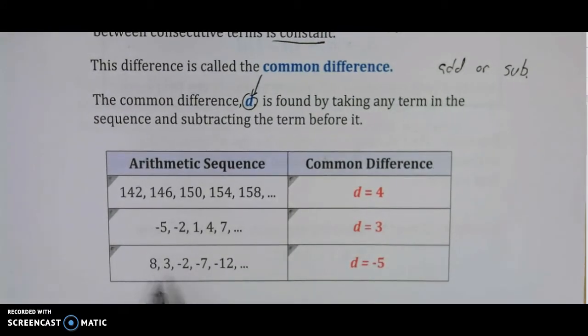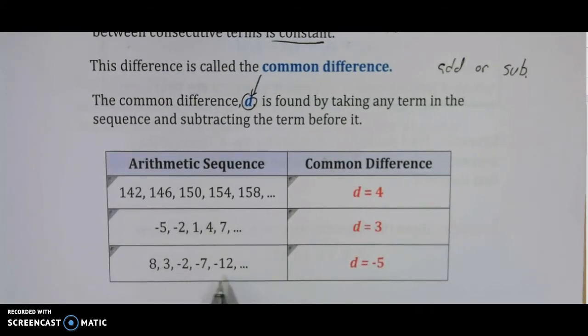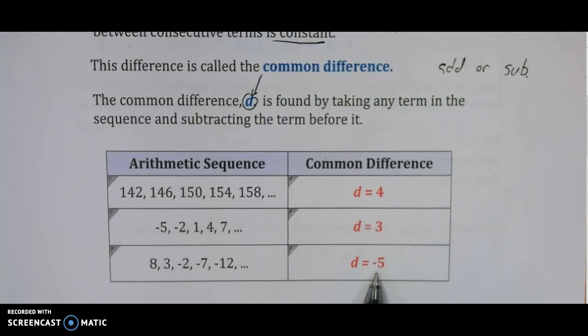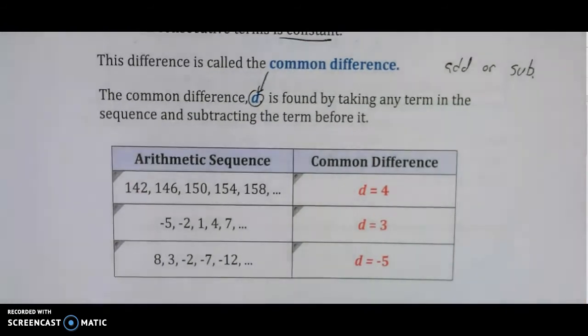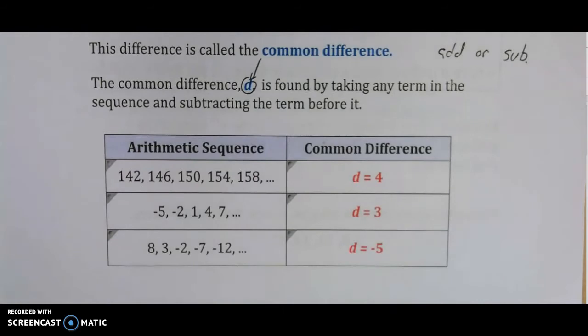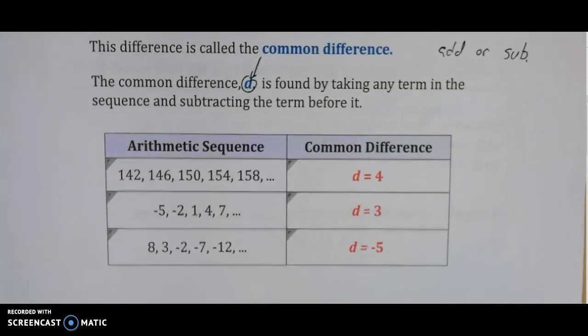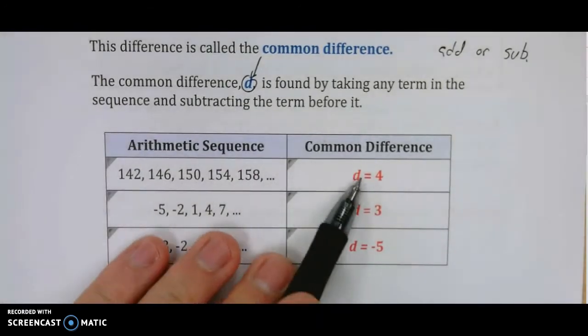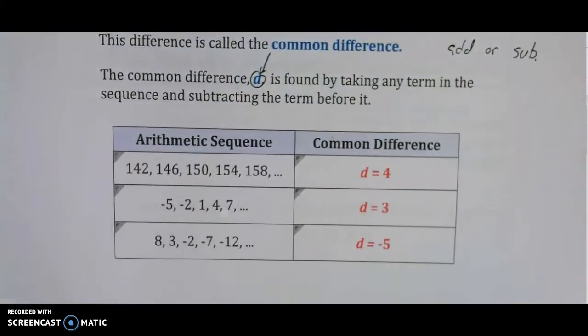The next example, 8, 3, -2, -7, -12. We are counting down. We're going from positives and ending with negatives. I should hesitate to use the word ending because these dots mean it goes on forever. But regardless, our difference would be -5. So we are subtracting 5 to get to the next term. Arithmetic sequences can only be considered arithmetic if it's a strict adding or subtracting each time.